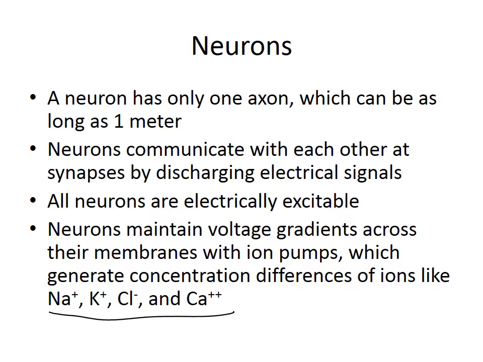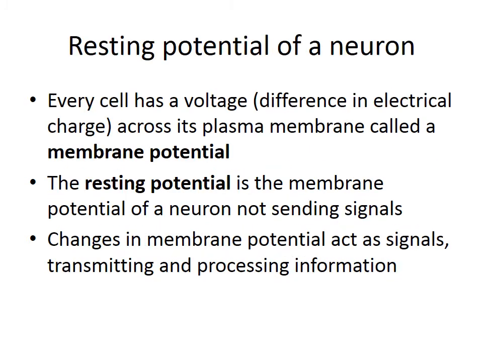So this is awfully cool, and this is what too much of one ion will generate: a voltage gradient. So instead of a concentration gradient, now it's a voltage gradient because it's actually a charge. Every cell has a resting potential or a voltage. Remember, a voltage is a difference in electrical charge. Every cell has a voltage across its plasma membrane, and that is called a membrane potential.